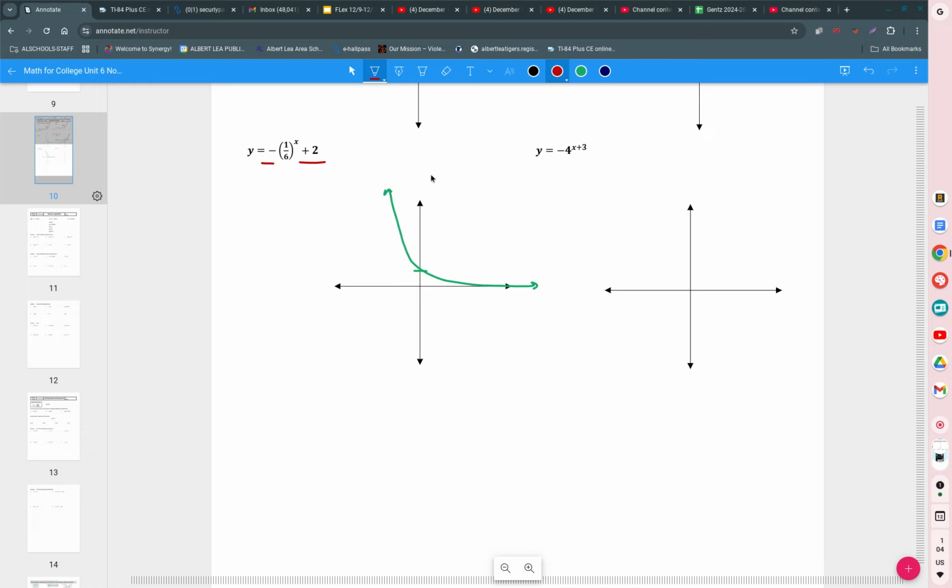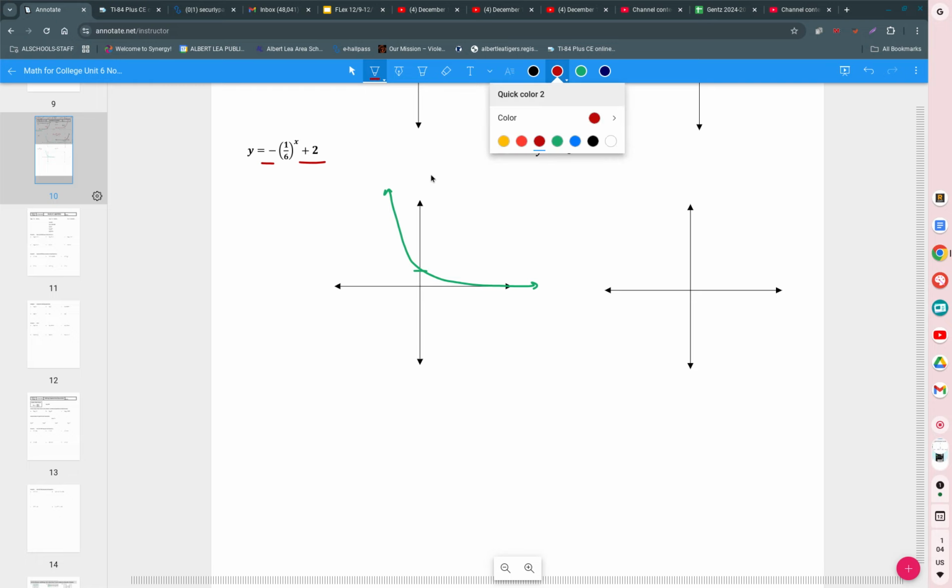Okay, I heard a couple people say it. What does the negative on the outside do? It creates a flip. Good. And what will the plus 2 do? Up 2. So I do it in that order. I do the flip, and then I add 2. So I'm going to first flip it.